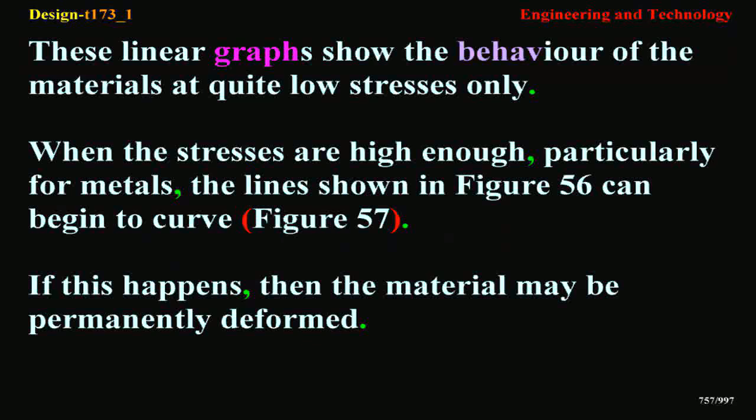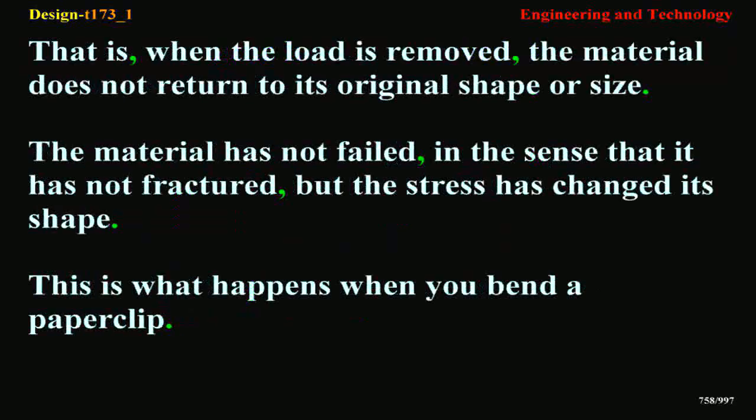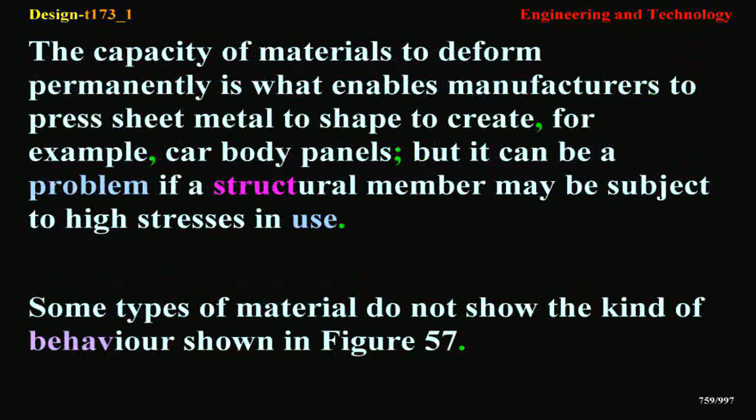These linear graphs show the behavior of the materials at quite low stresses only. When the stresses are high enough, particularly for metals, the lines shown in Figure 56 can begin to curve, Figure 57. If this happens, then the material may be permanently deformed. That is, when the load is removed, the material does not return to its original shape or size. The material has not failed, in the sense that it has not fractured, but the stress has changed its shape. This is what happens when you bend a paperclip. The capacity of materials to deform permanently is what enables manufacturers to press sheet metal to shape to create, for example, car body panels.